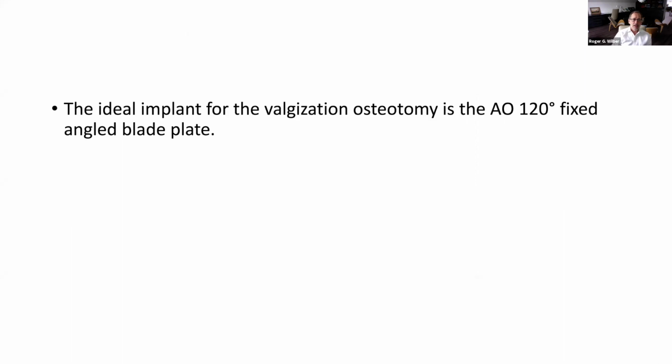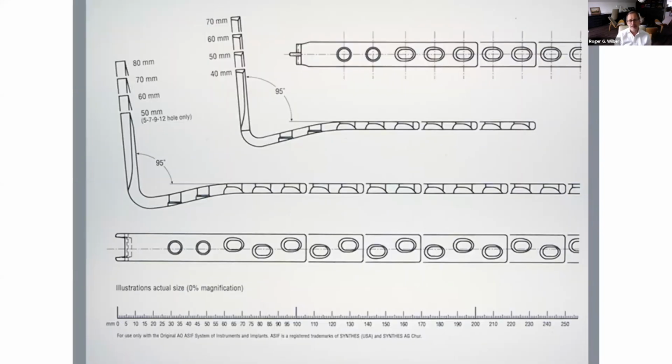So the ideal implant for sure is the 120-degree fixed angle blade plate. You can use other devices, and I'm going to take you through a little bit of an exercise right now where we use the 95-degree. It is possible if you have large cavitary defects in the femoral head, you may choose a lower angle plate in order to get the blade into a lower position on the femoral head.